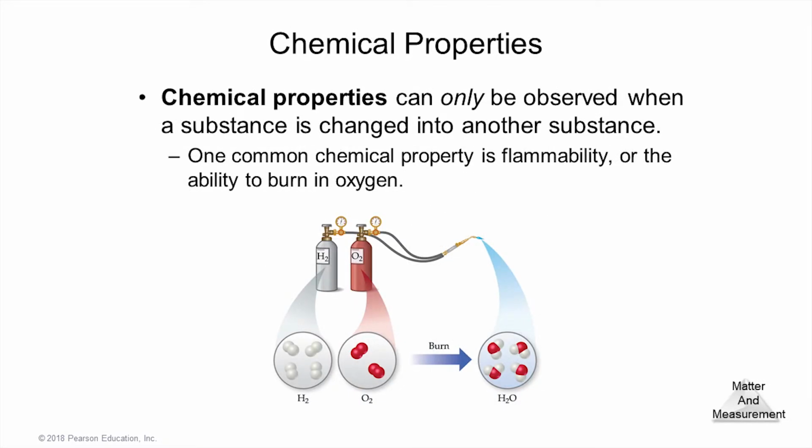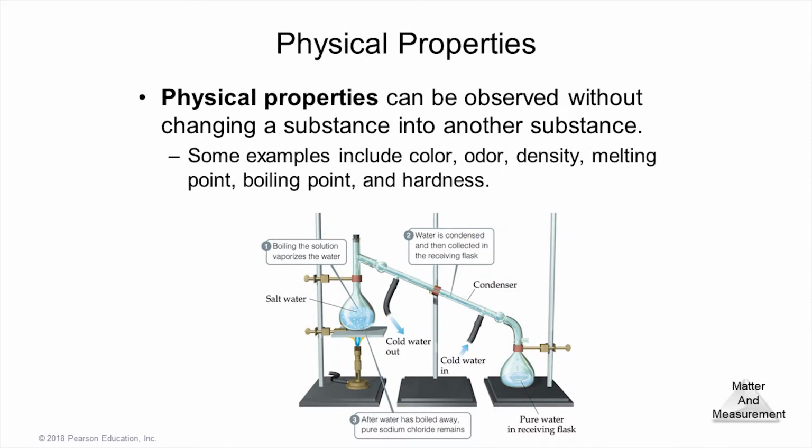But if you think about a chemical property, in order to observe a chemical property, the substance changes into another substance. For physical properties, if you see this slide, you can observe them without changing to another substance. Examples are melting point, boiling point, hardness, color, odor, density.